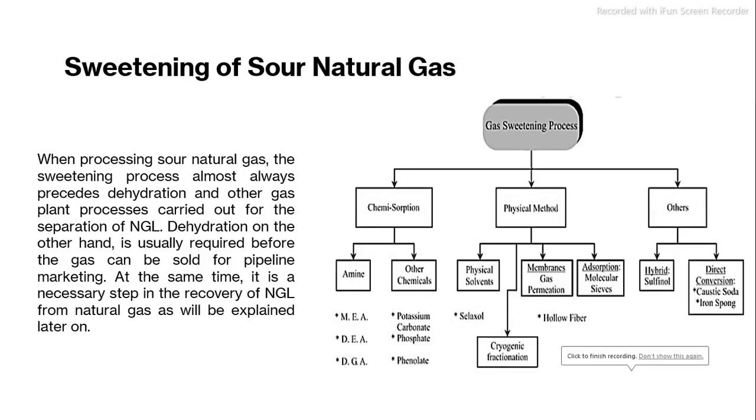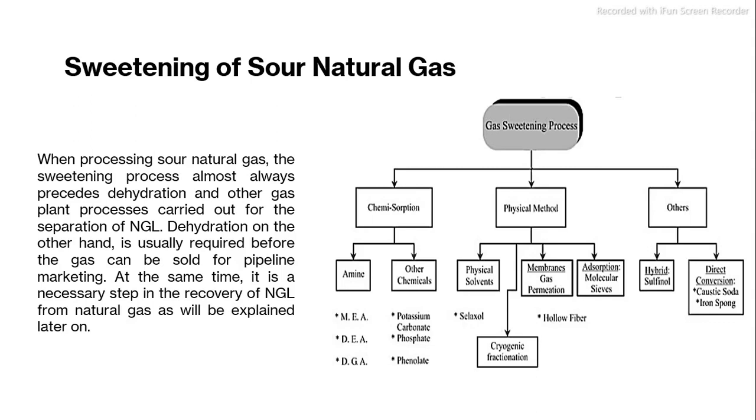Now we will talk about the sweetening of sour natural gas. The sweetening process almost always precedes dehydration and other gas plant processes carried out for the separation of natural gas liquids. Dehydration, on the other hand, is usually required before the gas can be sold for pipeline marketing.